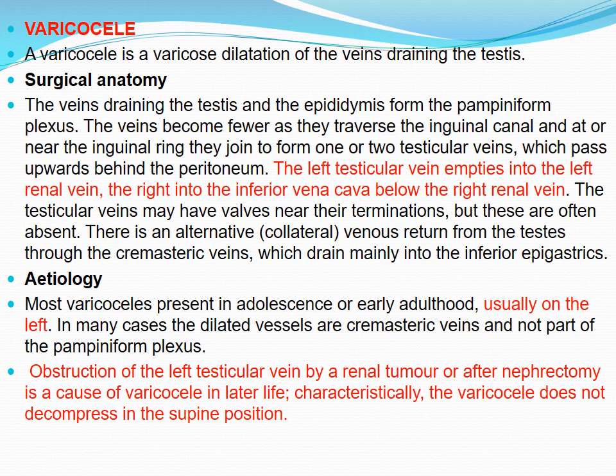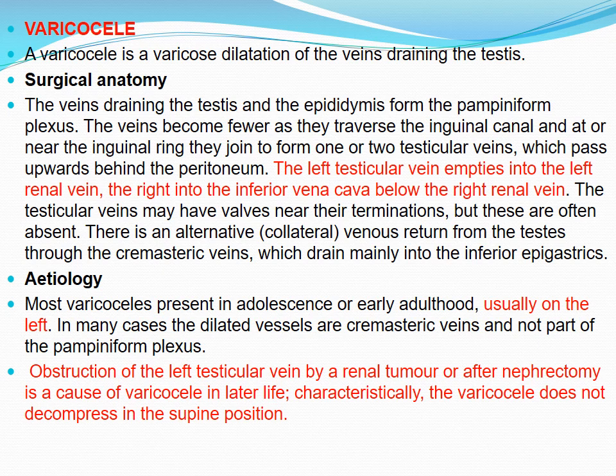We talk about another condition, what we call varicocele. What is the meaning of varicocele? Varicocele is a dilatation of the veins around the testis. As we know from the surgical anatomy, the venous drainage of the testis and the epididymis forms the pampiniform plexus. The veins draining the testis and the epididymis form the pampiniform plexus.